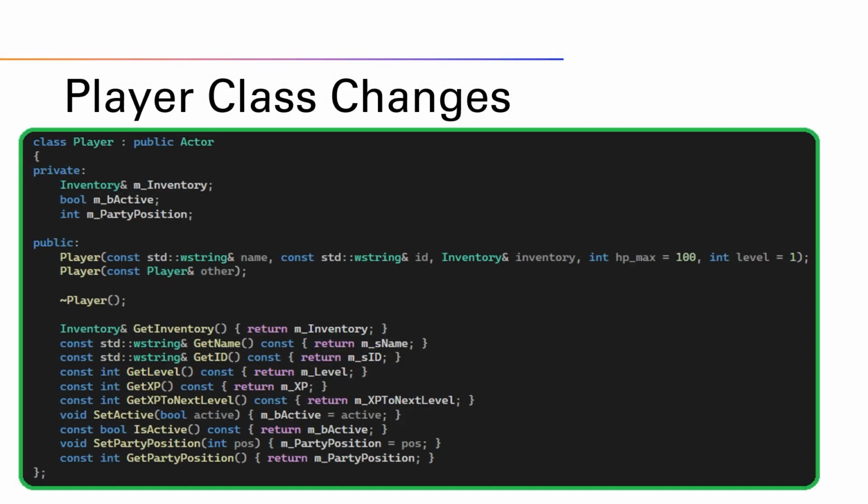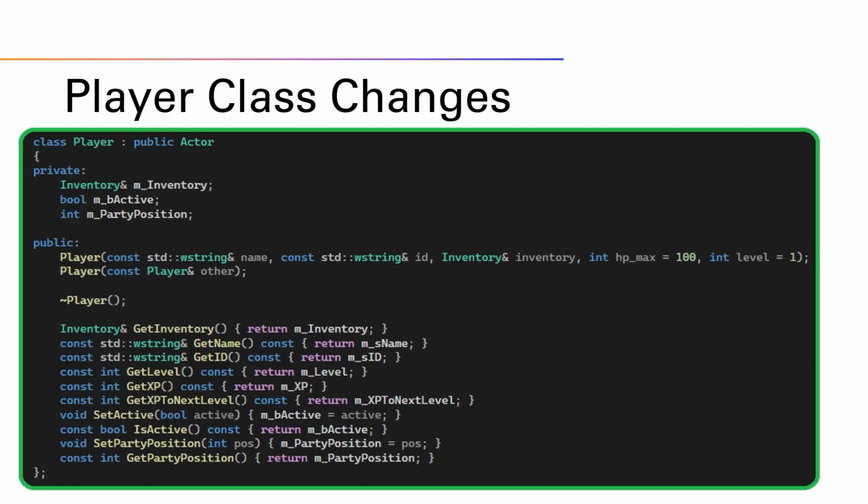So let's talk about some changes that we're going to have to do in the player class. We'll need to add a reference to the inventory. We'll have to have a bool to see if the player is active. We'll also want to be able to control the player's position in the party. This will allow us the ability to reorder the players and swap them out for different players that are not currently active.